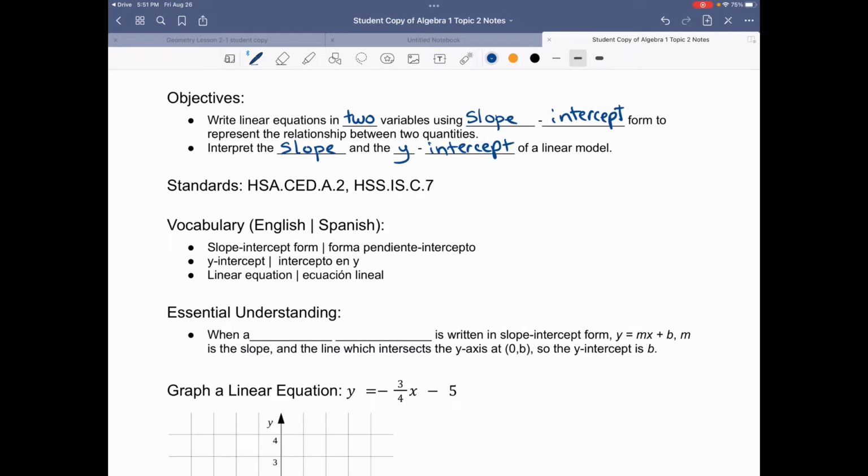For our essential understanding, this is what I want everybody to learn by the end of this section: when a linear equation is written in slope-intercept form, y equals mx plus b, m is the slope, and the point where the line intersects the y-axis, 0, b, is called the y-intercept. So the y-intercept is b.